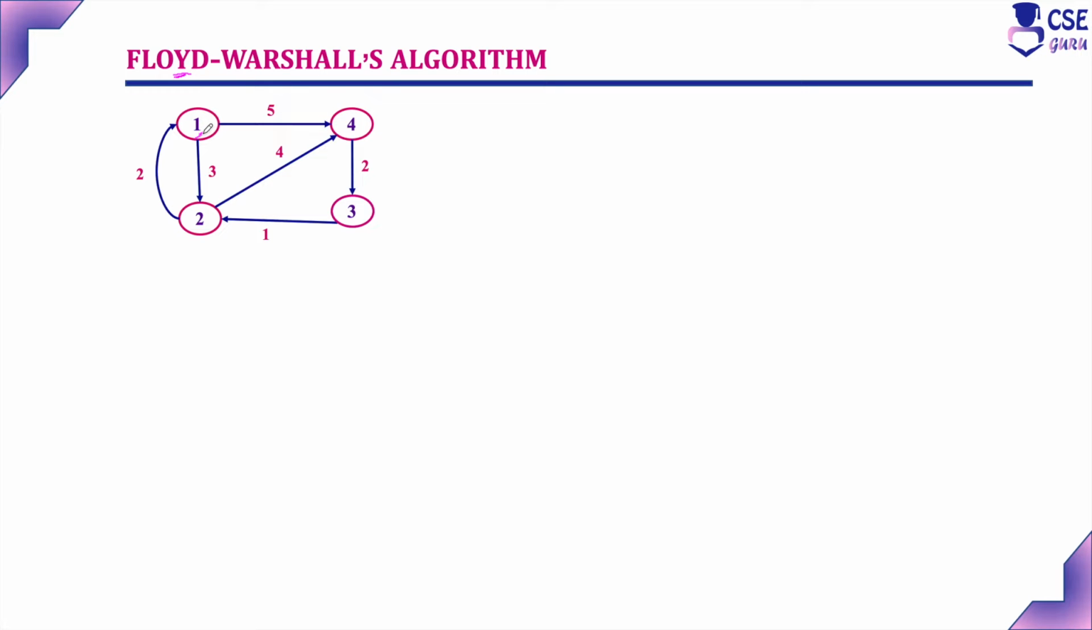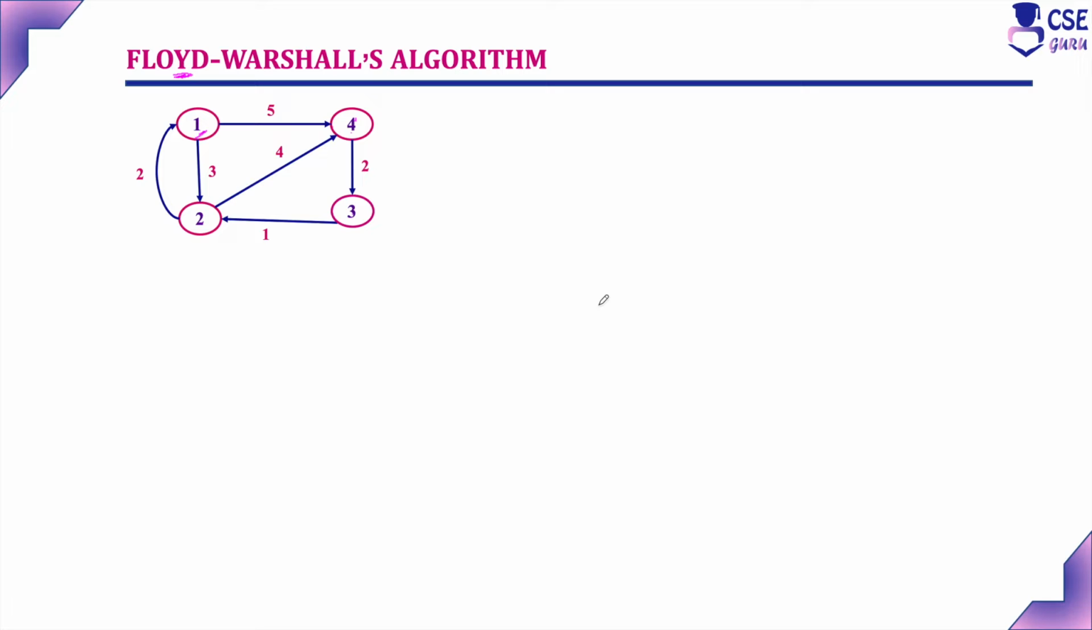That is, shortest distance from 1 to 2, 1 to 3, 1 to 4. Then 2 to 1, 2 to 3, 2 to 4. Then 3 to 1, 3 to 2, 3 to 4. Similarly, 4 to 1, 4 to 2, 4 to 3. What is the shortest path from every vertex to all other vertices? So Floyd's algorithm is commonly called the all pair shortest path problem.